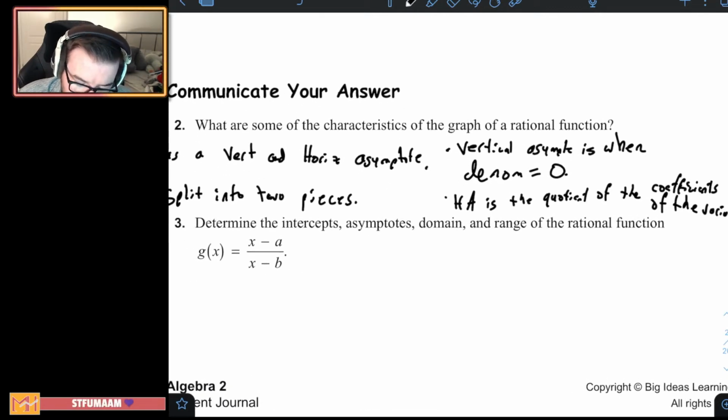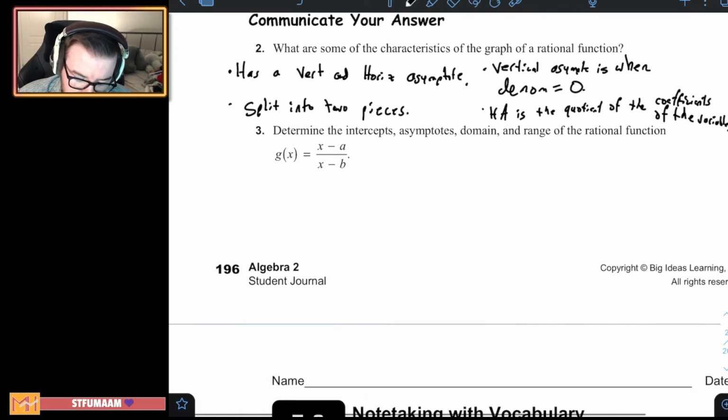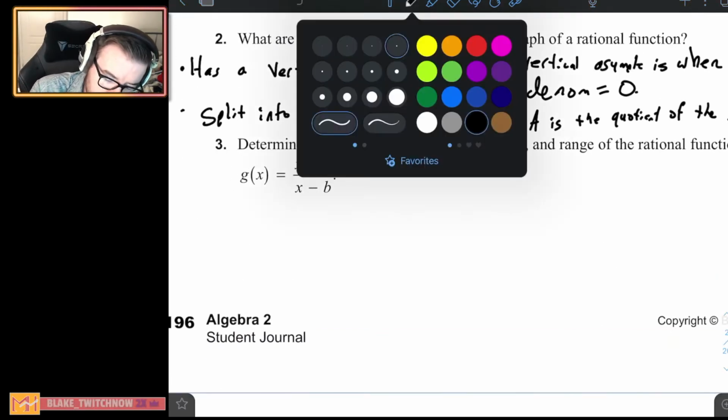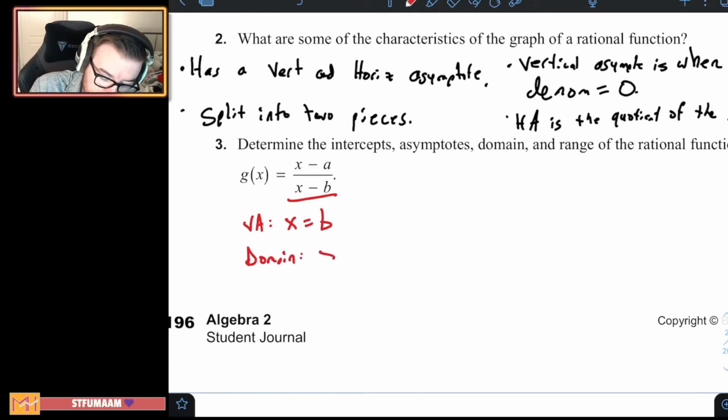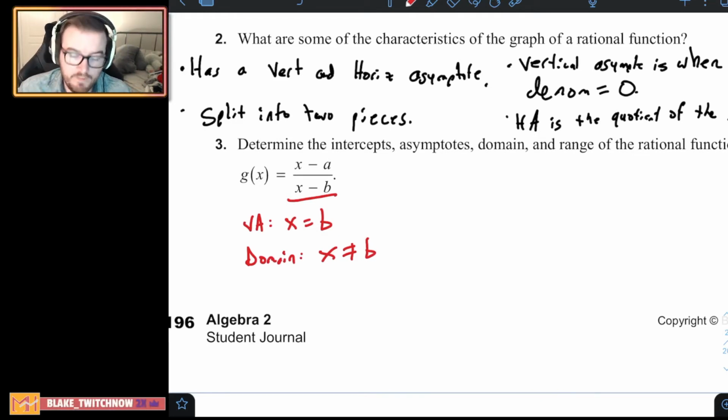So determine the intercepts, asymptotes, domain, and range of the rational function. So what do we know? The vertical asymptote is at x equals b. We know that the domain just simply can't equal b. That was what we already decided, because if you plug in the number that makes it 0, you're breaking math, right? You can't divide by 0. So whatever this magical number is, if it's 2, 3, 4, whatever makes it equal 0.